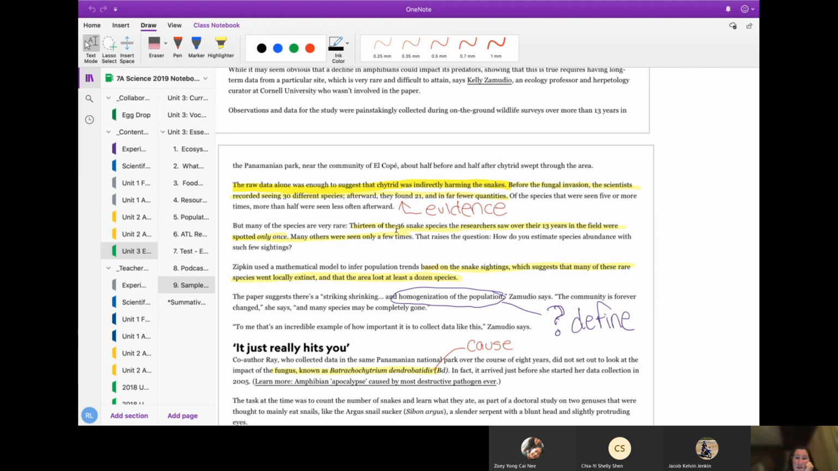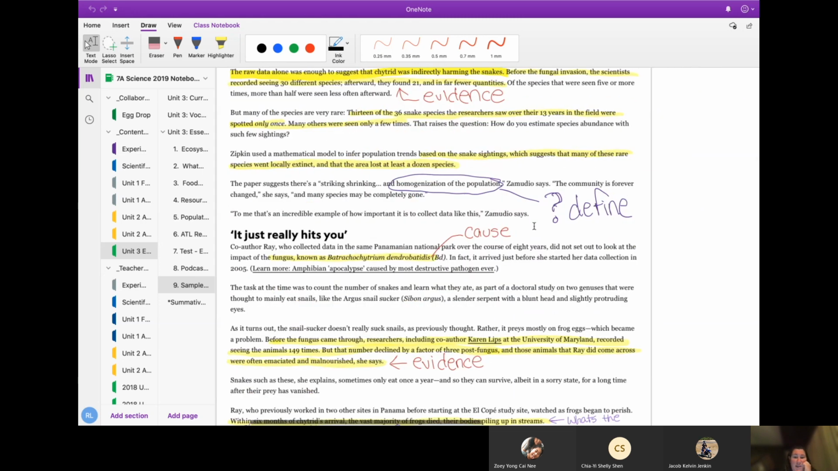Here's some more evidence. So 13 out of 36 snake species they spotted only once, so that means they're declining in numbers. Some other things you can do for annotations is if you come across terms, vocabulary, or concepts that you don't understand, don't just skip past them and think, oh, that's not important. It might be. So if there's words or things you don't understand, circle it, come back to it later, so that you can go and look it up and see if it is actually important.